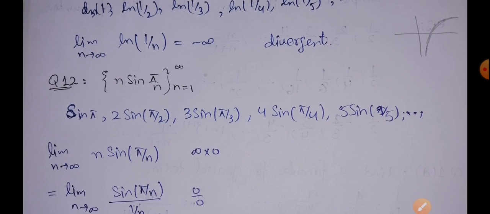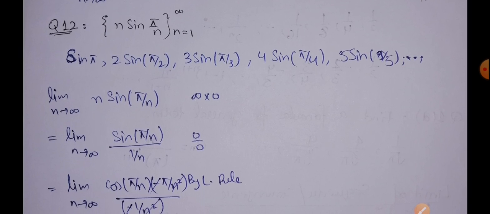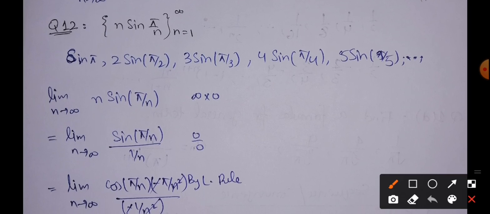Next we have question number 12, n sine pi by n varying from 1 to infinity. So simply putting n equal to 1, 2, 3, 4 and 5, we get the first 5 terms of the sequence. And in order to check its convergence or divergence, we will put limit n approaches infinity of n sine pi by n. So right now it is infinity times 0, so we will try to put this in the form of a fraction, so that we may be able to apply L'Hopital's rule over here. So I will write it as sine of pi by n over 1 by n.